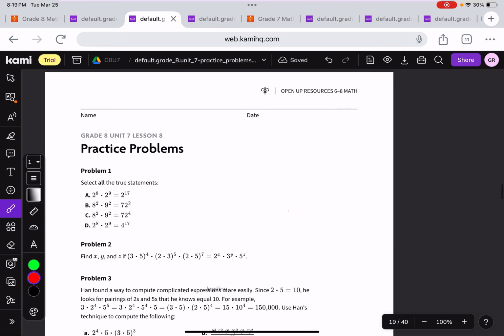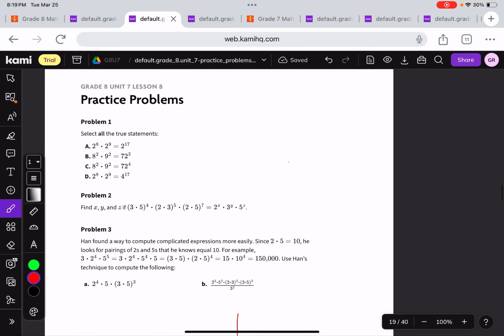If we look at some of these practice problems, lesson 8, select all the true statements. Is 2 to the 8th times 2 to the 9th, is that 2 to the 17th? Probably. Is 8 squared times 9 squared 72 squared? I don't know. This is getting, remember, what did we just learn? If the bases are different and the exponents are the same, then I guess B might be true.